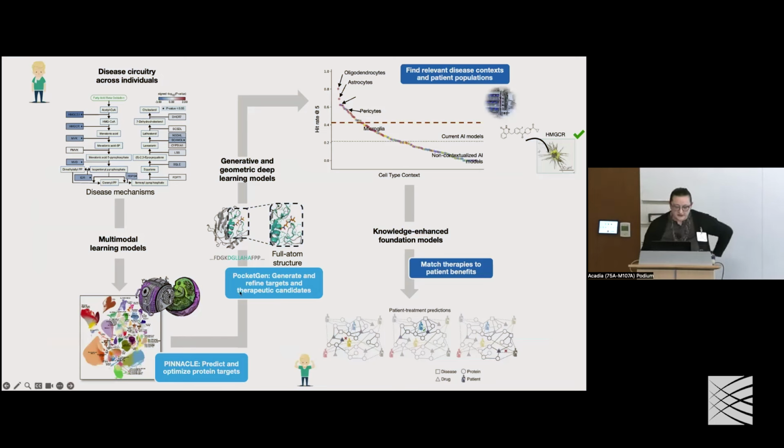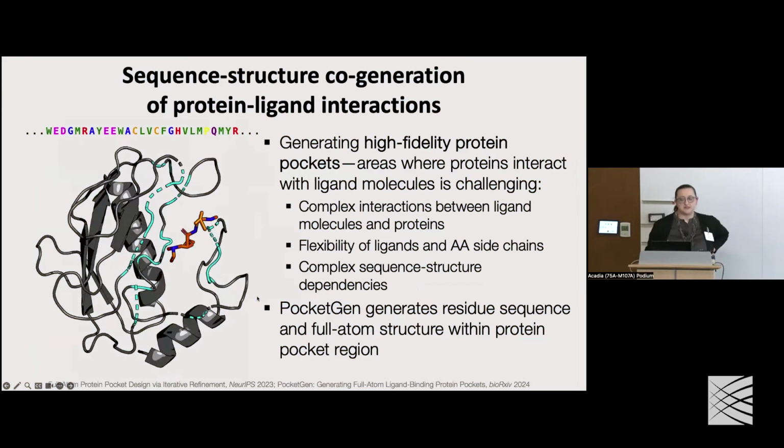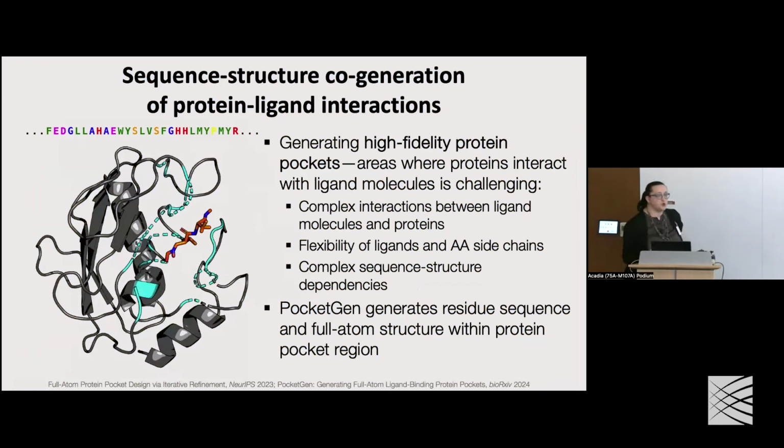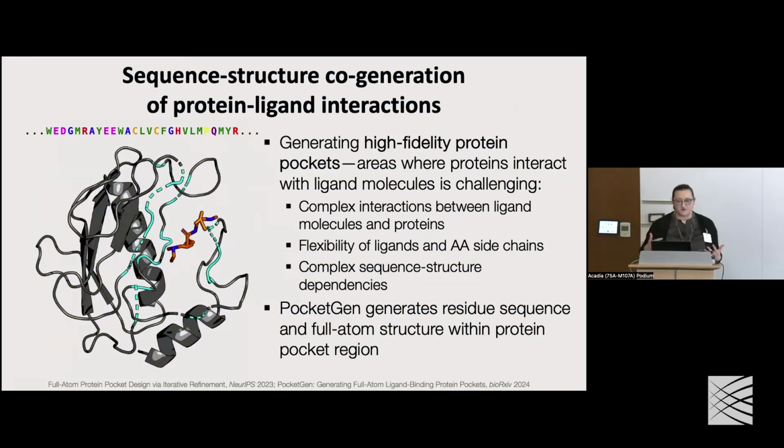And so I will just highlight one of our recent work, specifically PocketGen, which is a generative model that considered both the sequence and structural information to co-generate protein-ligand interactions. So it's a mouthful, but for the next couple of minutes, I will unpack what this actually means.